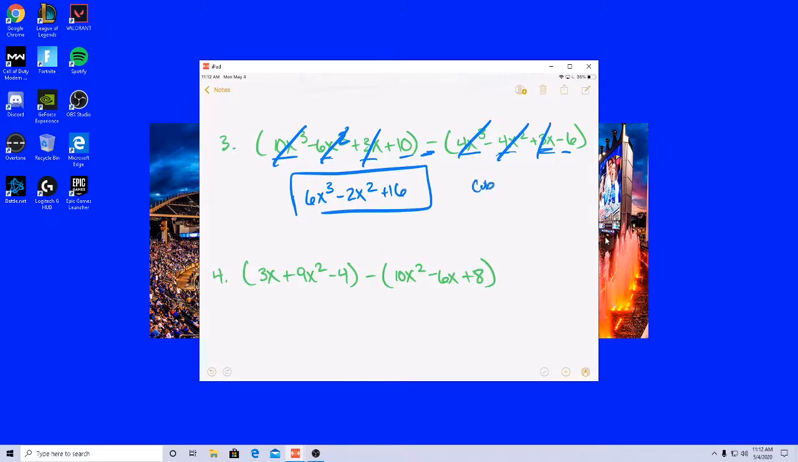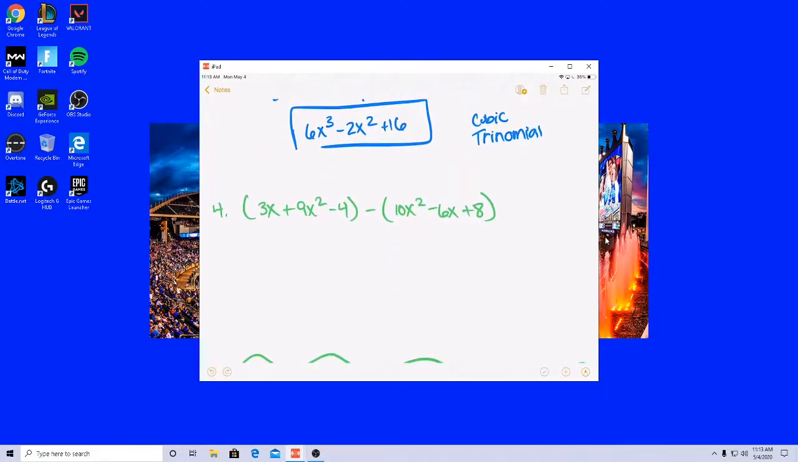So I have a cubic trinomial. The highest power is 3, and the number of terms is 3, so it's called a cubic trinomial. And then the last one.